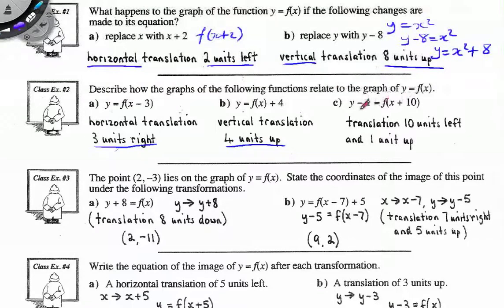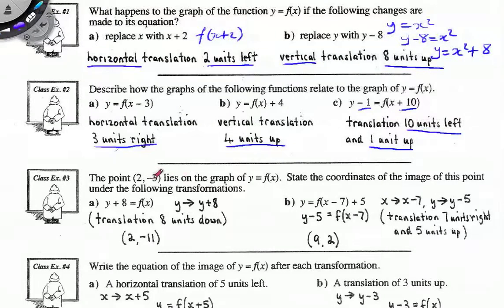Two things have happened here. We've got this and we've got this. So this means we can move this to the other side. It will be plus 1. So it's a translation 1 unit up, and this would be 10 to the negative side, or 10 units to the left. Class example 3.